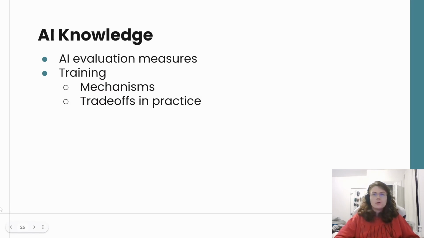And then of course, we learned more about how AI works. We've learned how to evaluate models using things like their prediction accuracy rates. And we learned what an F1 score is and how to use that. And I can't wait to apply these going forward with our model. We learned how training works. We learned what the mechanisms of that are. And I'm personally very excited that we got to experience some trade-offs in practice.